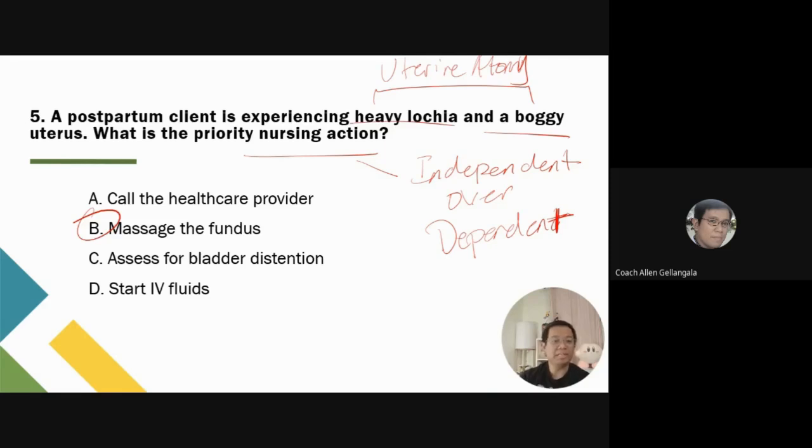We could also assess bladder distension, but after we have already done the massage. We need to make sure that your uterus is not boggy and it is contracted in order to prevent unnecessary bleeding. Starting of IV fluid is a dependent nursing intervention. You cannot start an IV fluid without a doctor's order, right? So you need a doctor's order for that. That's your number 5.